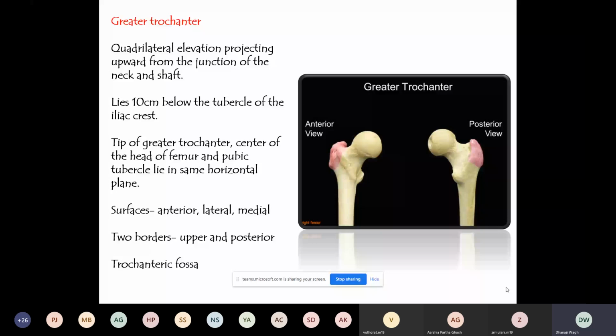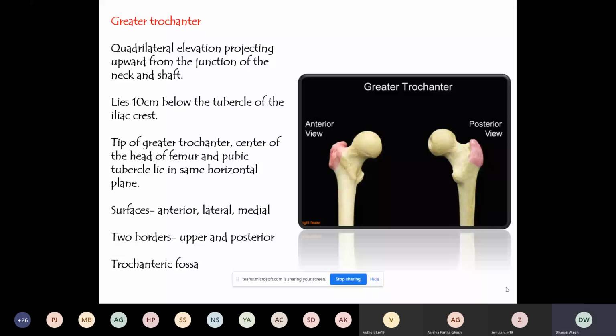So this iliac crest, where is it present? On which bone can you find this iliac crest? Anybody? Iliac crest is a feature of which bone? Ischium. Yeah, that is the hip bone. Okay, on the hip bone, there is the iliac crest present.